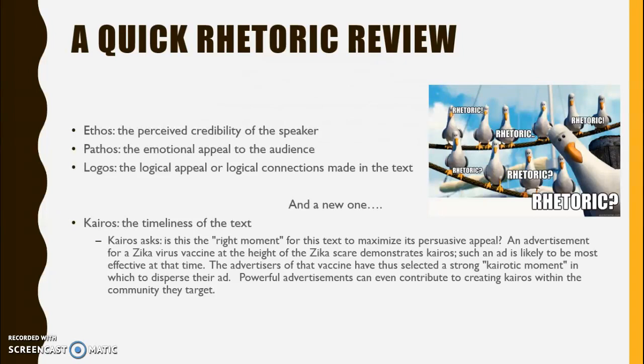Pathos is the emotional appeal to the audience. We want to use just a little bit of pathos to be effective. Too much pathos and we come off as a little crazy. So pathos is when we tug on those emotions, and those can be positive or negative emotions. And logos is the logical appeal or logical connections made in the text. This is anytime we see data points, we see statistics, we see clear cause and effect logical connections. That's when we would categorize that as logos.